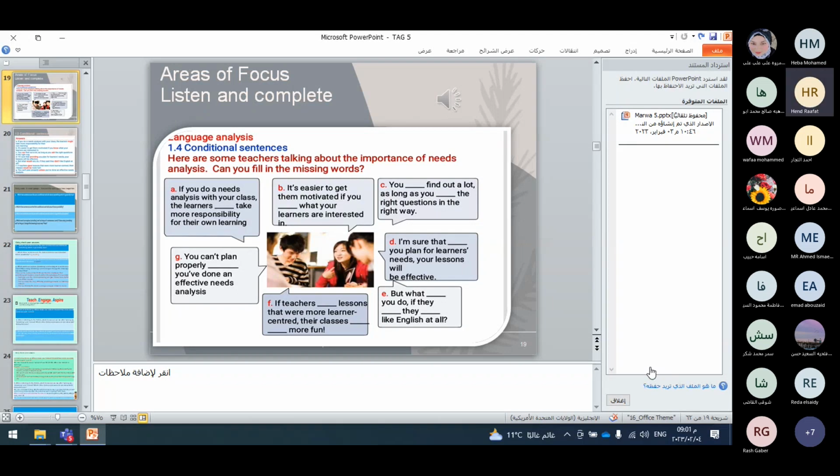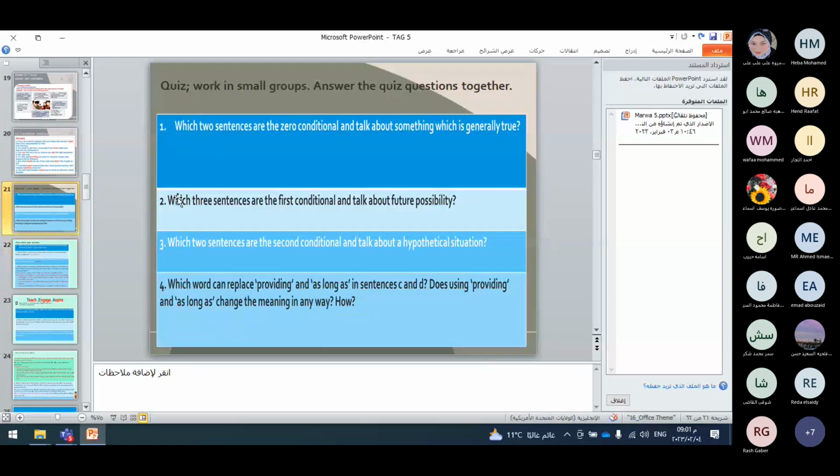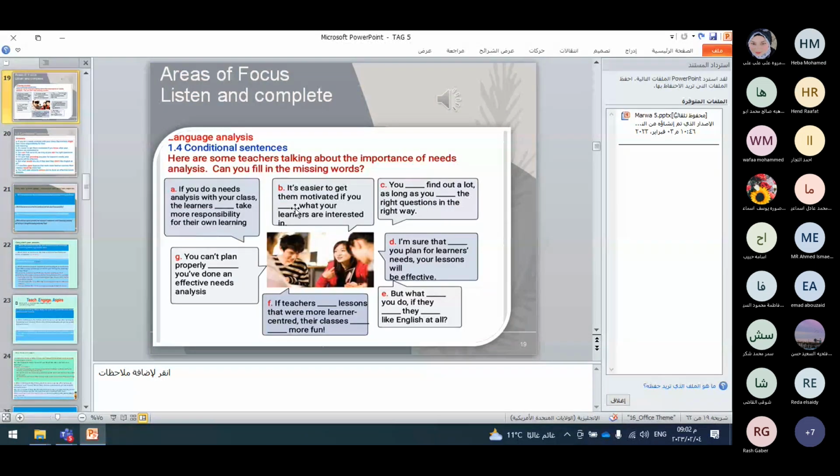He wants zero conditional, right? I think yes, it's B and C. Sentence B and C. Excellent. Here is your answer. Wonderful. Yes, B and C, and very good. Of course, it's about true facts and real things. Excellent. So it's B and C.